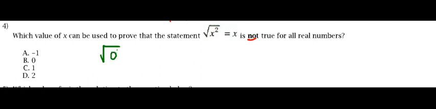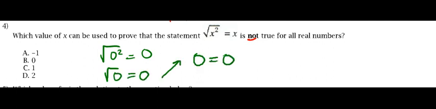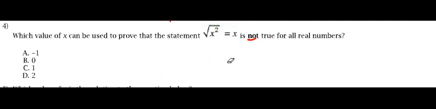The square root of 0 squared equals 0. Well, 0 squared is 0, so the square root of 0 is 0, which is the same as 0 equals 0. Okay, another example where it works. It's not asking you for when it works, it's asking you for when it doesn't work. So let's try -1 now. The square root of (-1) squared equals -1.